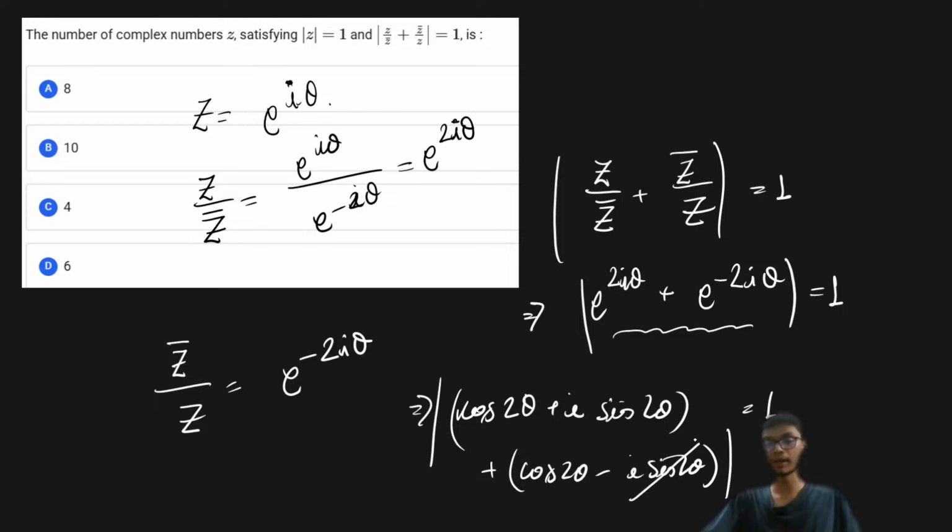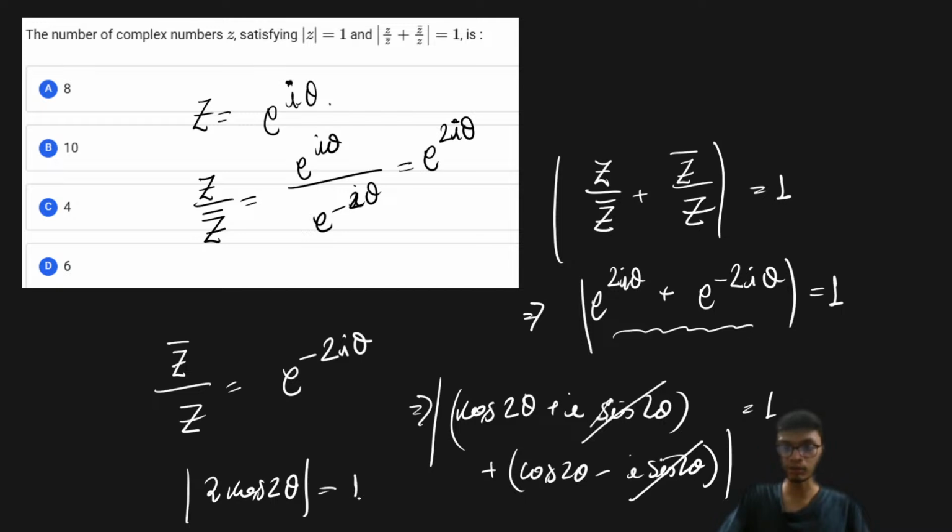So you can see the plus i sin 2θ and minus i sin 2θ are going to cancel out, and simply the result is 2 times cos 2θ, mod of it is equal to 1, right? And from here you will also get |cos 2θ| is equal to 1 upon 2.